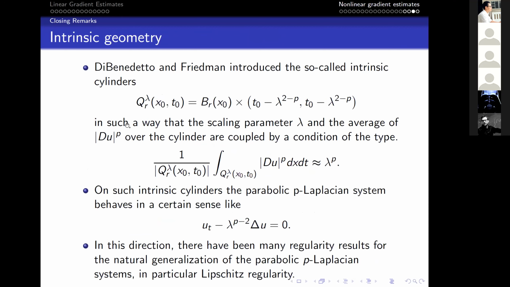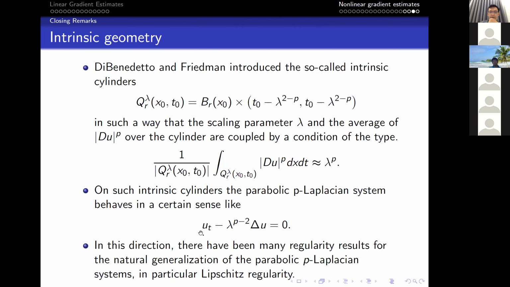Okay. So to talk about parabolic p-Laplacian problems, we should talk about intrinsic geometry. DiBenedetto and Friedman introduced the so-called intrinsic cylinders right here. As you see, you have this parameter lambda. And this lambda is very close to the size of gradient u, in such a way that the scaling parameter lambda and the average of gradient u on this cylinder are coupled by a condition of the time. So the average of the gradient u on this particular intrinsic cylinder is almost lambda.